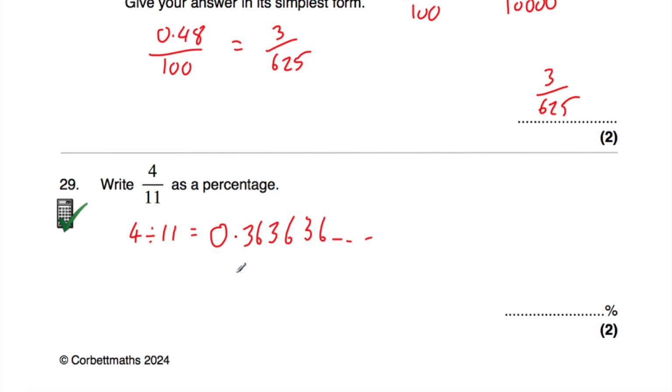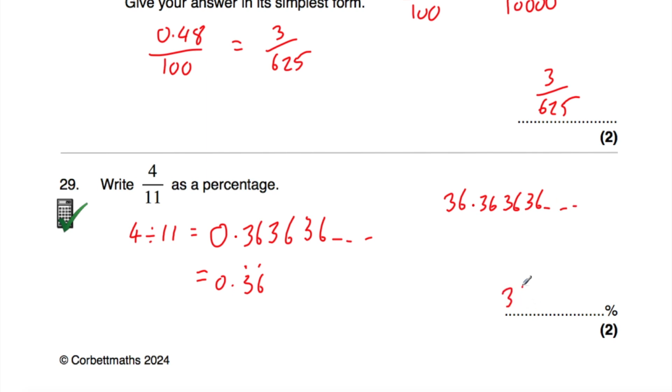That gives 0.363636, and so on. Or the calculator may display it as 0.36 with a dot above the 3 and a dot above the 6, and that just means 0.36363636, and so on. So that's it as a decimal. We want it as a percentage, so we're going to times this number by 100. That'll be 36.363636, and so on.